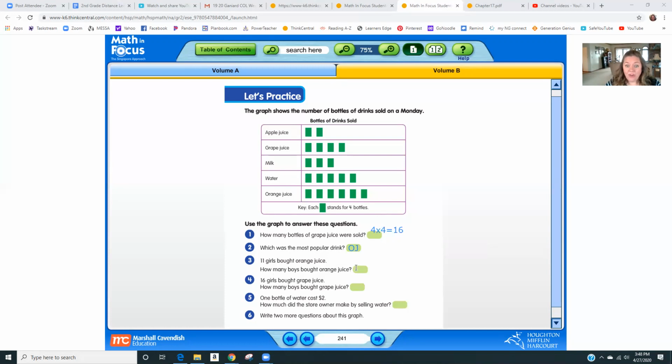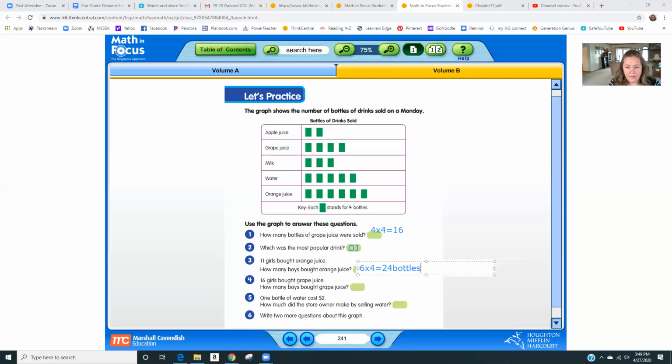That's what we have to do. First, in order to answer this question, we have to figure out how much orange juice was even sold on Monday. So let's take a look. Back up to the orange juice row. 1, 2, 3, 4, 5, 6 symbols are there. And if each green rectangle symbol stands for 4 bottles of orange juice, that tells us that they sold 24 bottles of orange juice on Monday.